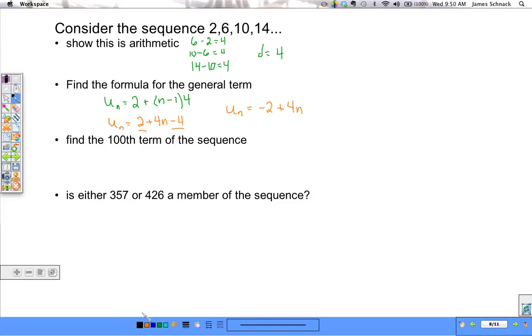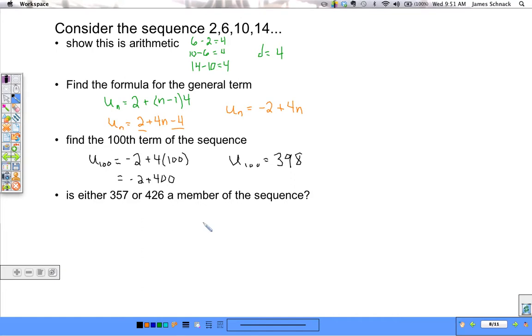Find the 100th term of the sequence. Now we could continue adding 4, adding 4, adding 4, pressing enter over and over in our calculator, but this rule affords us a very quick and efficient way to find the 100th term. We're looking for u sub 100. Now this rule says I'm going to take negative 2 plus 4 times n. So 4 times 100, plus negative 2, is 398. The 100th term, u sub 100, is equal to 398.